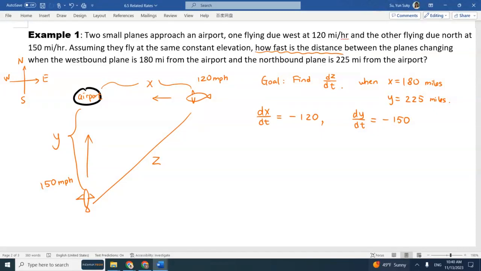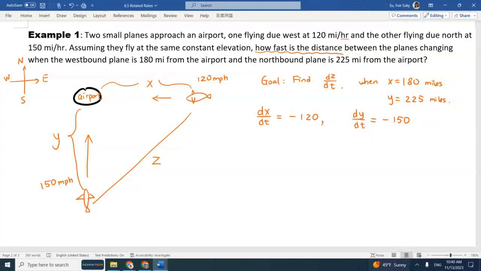When we look at this problem, your dx dt and dy dt, these two numbers are always the same. Right, everybody? But the x and y, they are changing. It's not always equal to 180, not always equal to 225. It's just at the moment when x is 180 and y is 225 that they want you to find the rate.